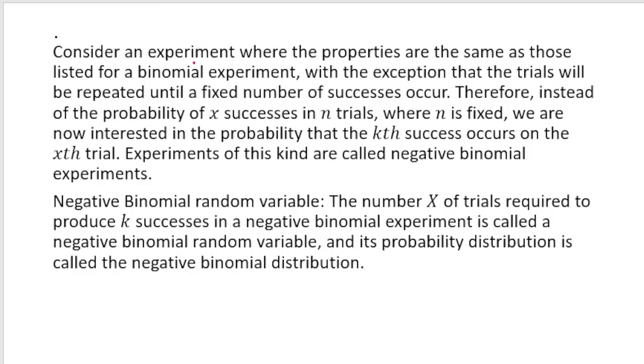So let me repeat. Consider an experiment where the properties are the same as those listed for a binomial experiment, with the exception that the trials will be repeated until a fixed number of successes occur. Therefore, instead of the probability of x successes in n trials, which was the requirement for the binomial distribution where n is fixed, what we are now interested in is the probability that the kth success occurs on the xth trial. Experiments of this kind are called negative binomial experiments.